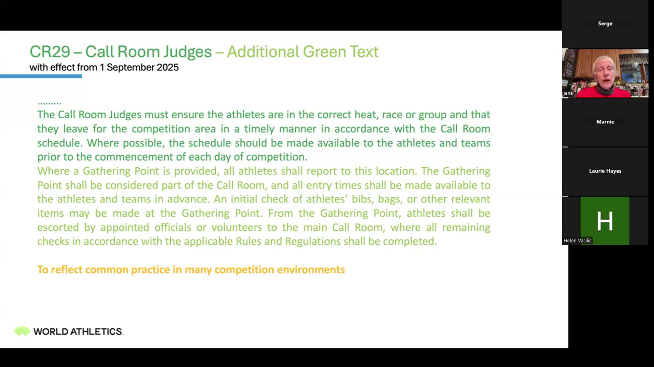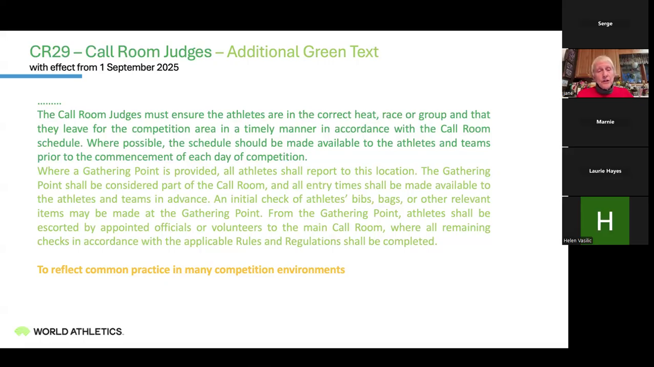It states where a gathering point is provided, all athletes shall report to this location. The gathering point shall be considered part of the call room, and all entry times shall be made available to the athletes and teams in advance. An initial check of athletes' bibs, bags, or other relevant items may be made at the gathering point. From the gathering point, athletes shall be escorted by appointed officials or volunteers to the main call room, where all remaining checks, in accordance with the applicable rules and regulations, shall be completed.